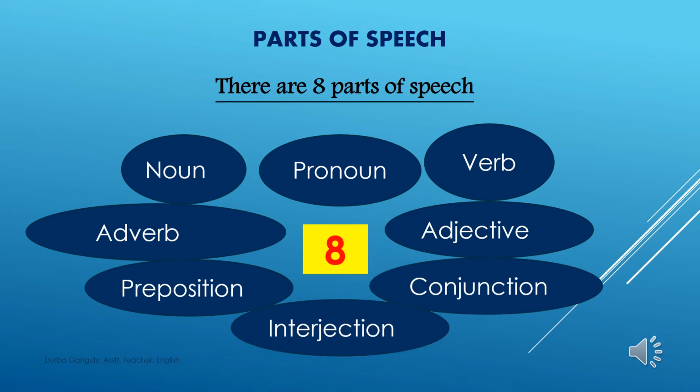What are parts of speech? This is easy. This is nothing but types. So there are 8 types of words based on the meanings of the words. So there are 8 parts of speech. So how many parts of speech are there? Yes, 8. And what are they? Noun, pronoun, verb, adverb, adjective, preposition, conjunction and interjection.